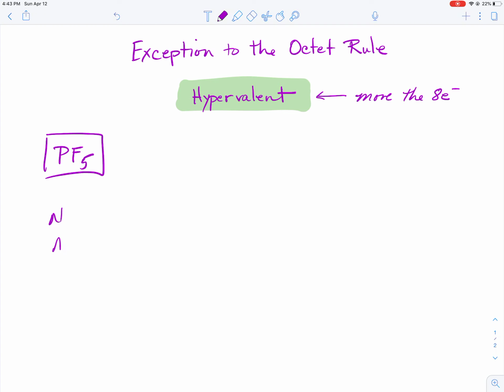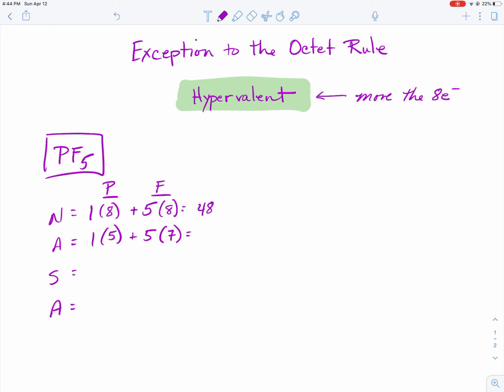We're going to start with our NASA table. So NASA, and we're going to make a column for phosphorus and a column for fluorine. We have one phosphorus. It wants an 8 because it likes an octet. Our 5 fluorines want 8 electrons because they also follow the octet rule. And this sums up to 48 electrons. Our one phosphorus has 5 valence electrons available, and each of our fluorines has 7 valence electrons available, and that sums up to 40 electrons.